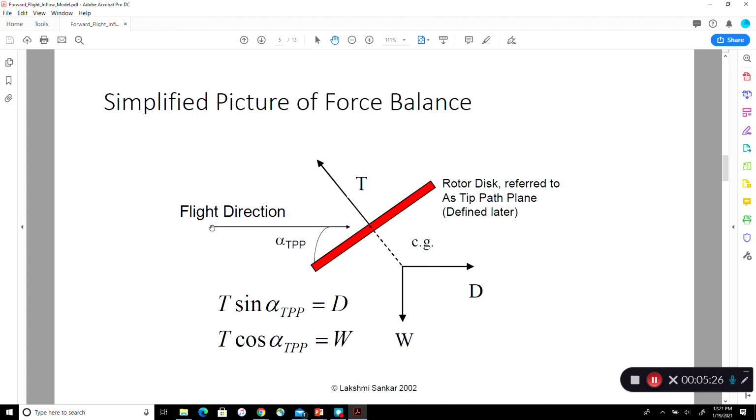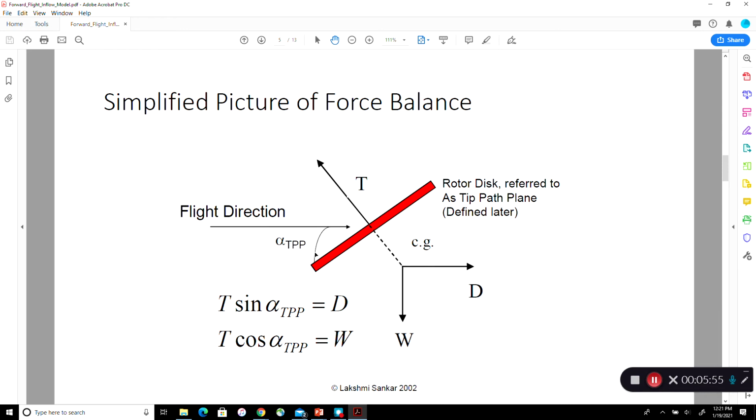So the angle between the free stream and the rotor disc is called, by the way, the rotor disc is called the tip path plane because the blade tip is here. In between, the blade is going to be flapping and doing all kinds of crazy things, but we just take tip to tip. We call this the tip path plane. This is the flight direction. So this angle is called the angle of attack of the tip path plane, alpha tip path plane.